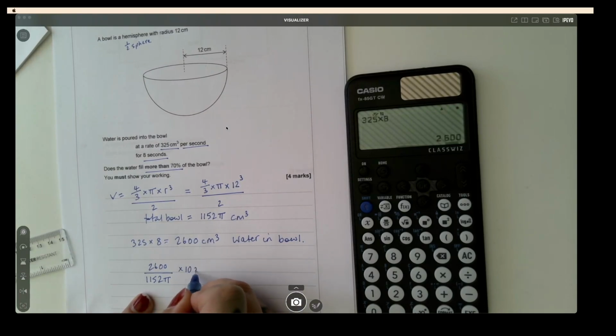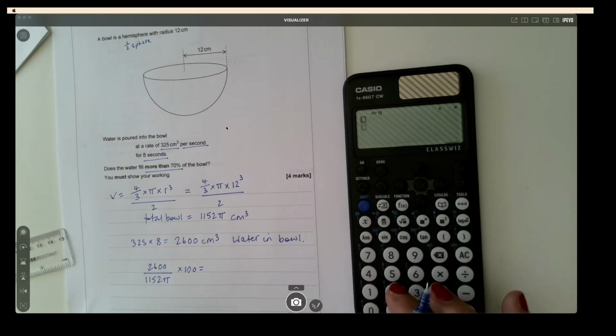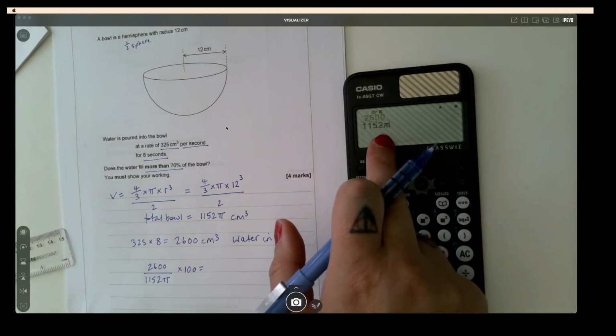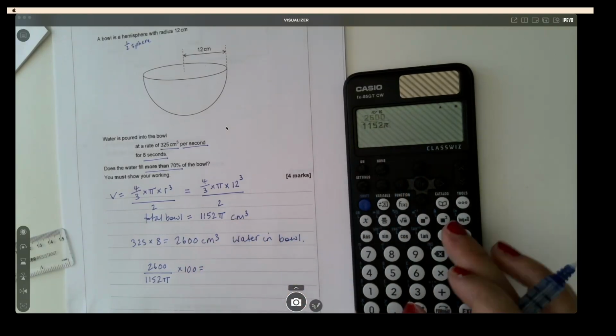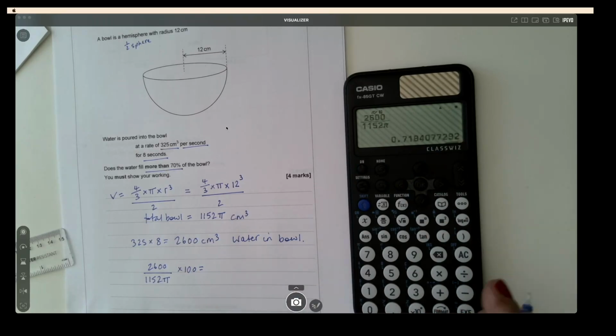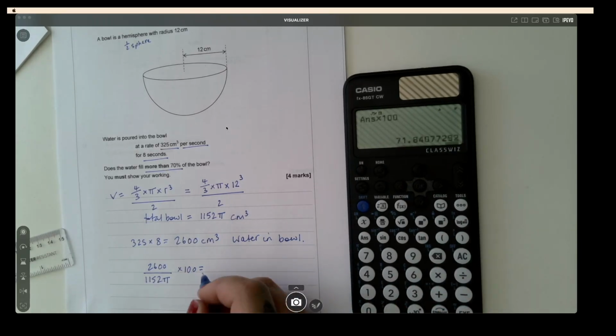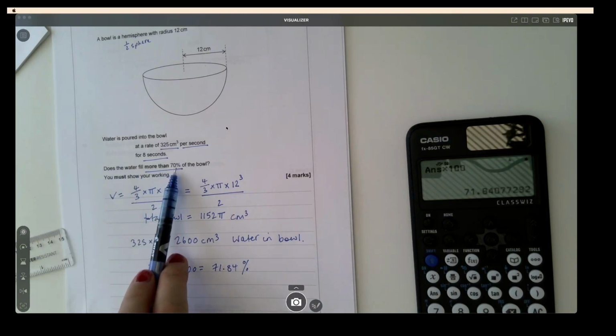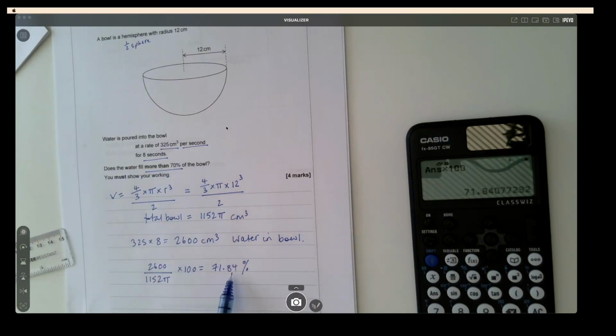And if we multiply that by 100, that will give us a percentage. So, see, that was why it was miles easier to not write that as a decimal at that point. And then times it by 100. So we have 71.84%. Let's go back to the question. Does the water fill more than 70% of the bowl? 71.84 is greater than 70%. So let's put nice and clearly, yes.